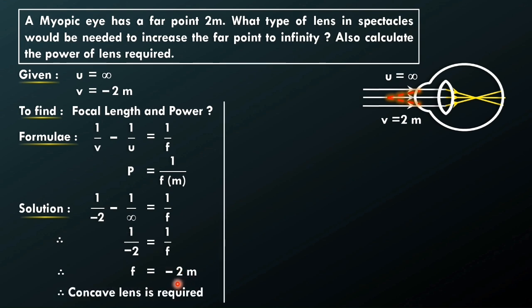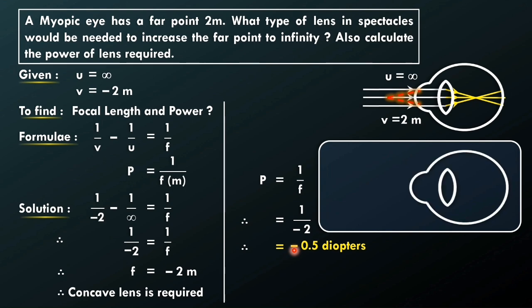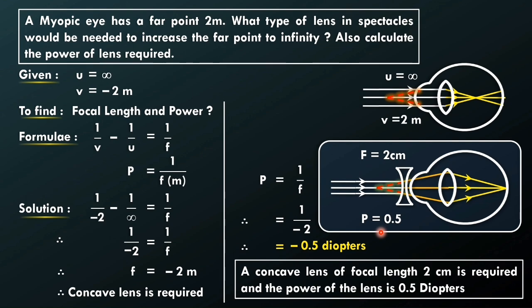So focal length to jihetu negative, so he karne lens khon hoise concave lens. So a concave lens is required in spectacles to increase the far point to infinity. Now we can easily find out the power, right? So p equal to 1/f. Etia focal length ami kiman palu -2. Therefore p equal to 1/-2, which is equal to minus 0.5 diopters. So a concave lens of focal length 2 meter is required and the power of the lens is 0.5 diopters.